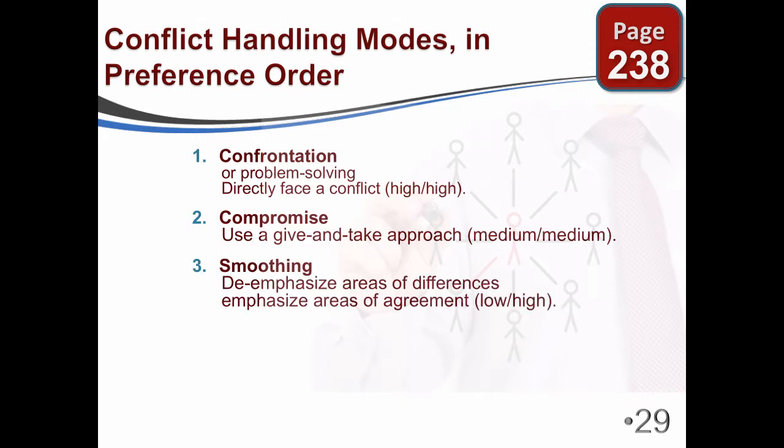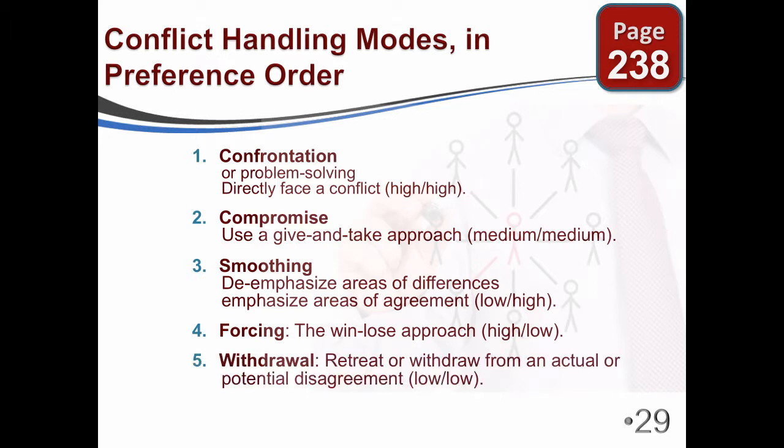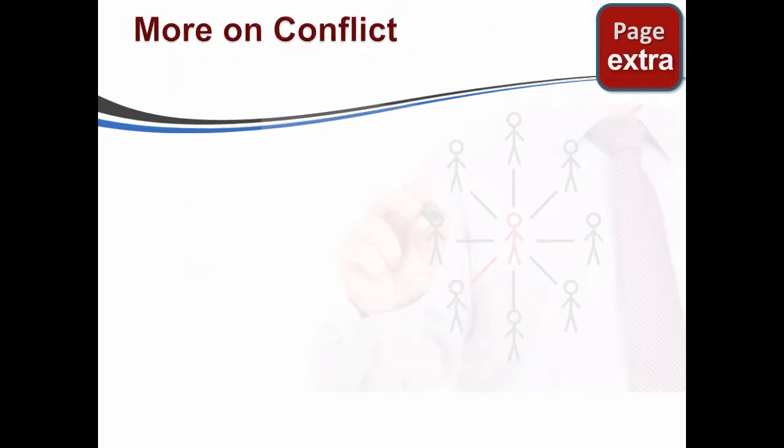Smoothing is de-emphasizing areas of differences and emphasizing areas of agreement. Forcing is a win-lose approach, which usually does not do well. And the last way of hiding is called withdrawal. It's a retreat or withdrawal from the actual potential disagreement. That can be done with individuals, but with a project, you're pretty much going to have to deal with one of the first three. Here's a little bit more on conflict.